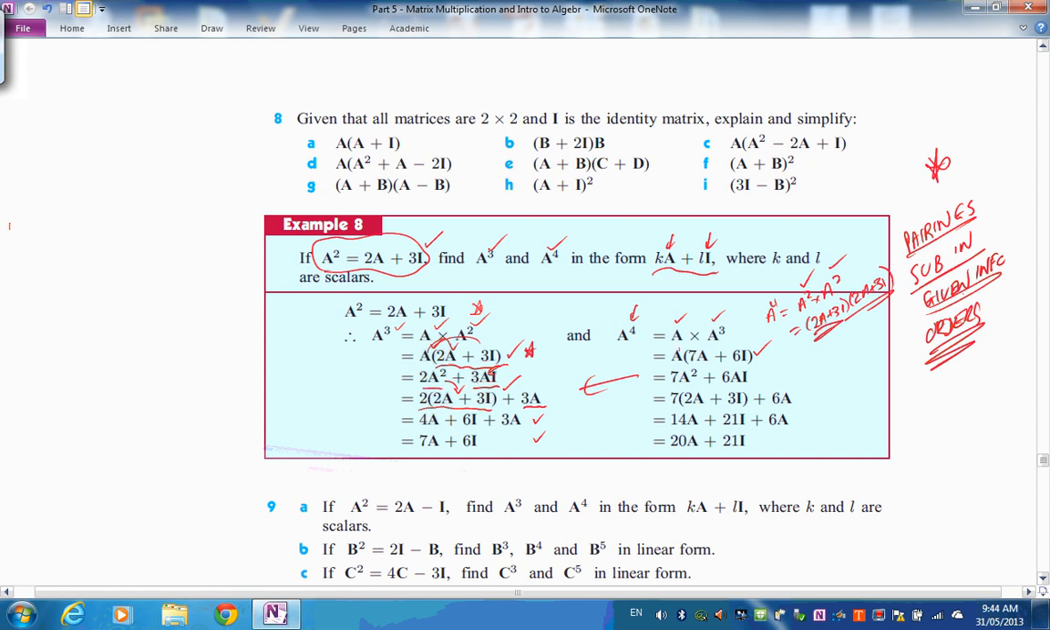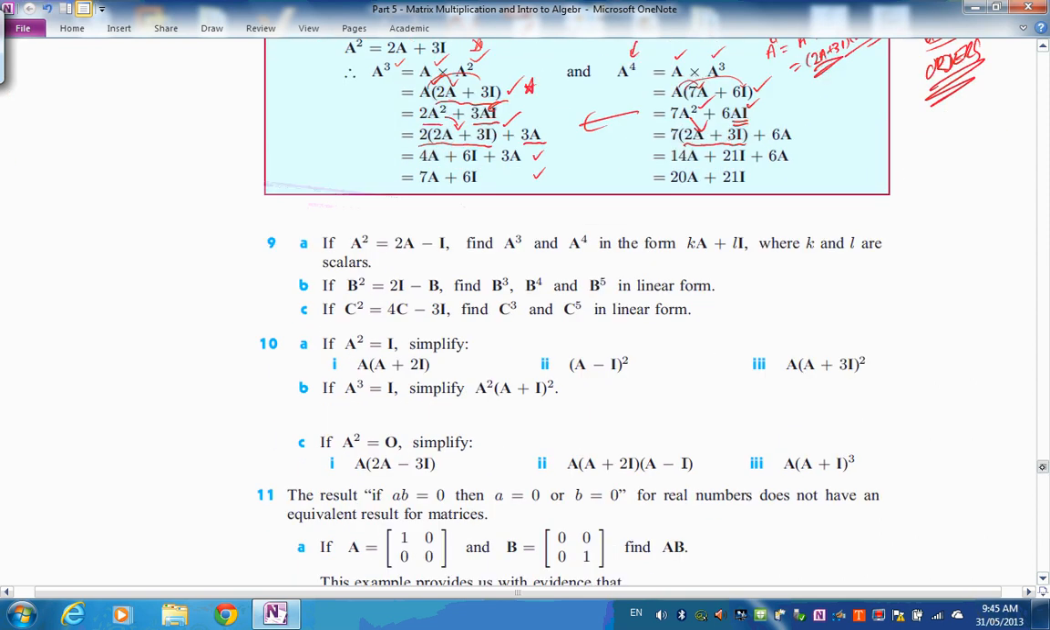So here, it's A by 7A is 7A squared, and then A by 6I is 6AI, keeping the order of the multiplication of the matrix correct. So if A is to the left, it's got to stay to the left there. And then we can replace A squared again by 2A plus 3I. So it's just playing around. Algebraic trickery here, I think. Do you want to have a go and see how tricky you can be?